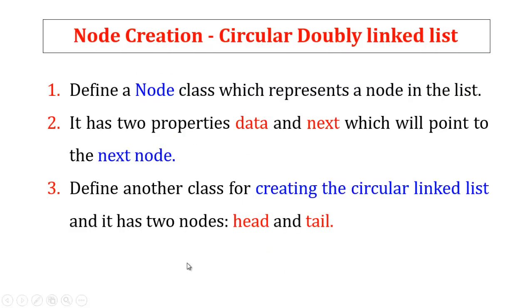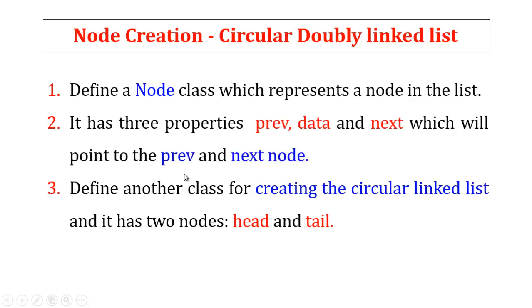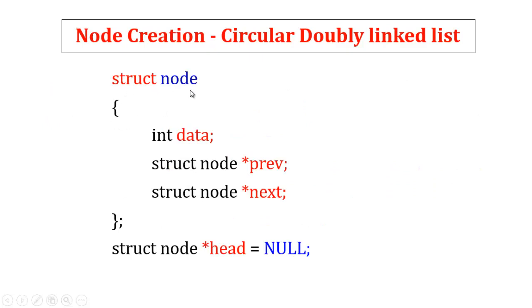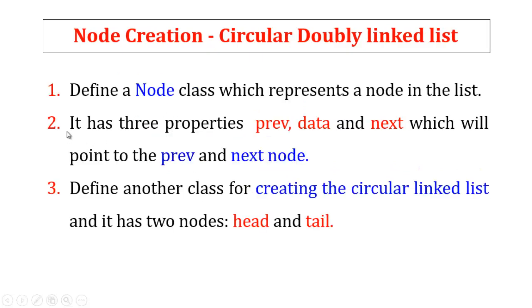Right, and then node creation. First, define a node class which represents a node in the list. Node is called a tag name, a user-defined type. We have properties: one is data, and the next, which will point to the next node address. So these are the steps we have to follow. Here we represent a node with the tag name node. It has three properties: the previous field, data field, and next field, which will point to the previous node address and the next node address.